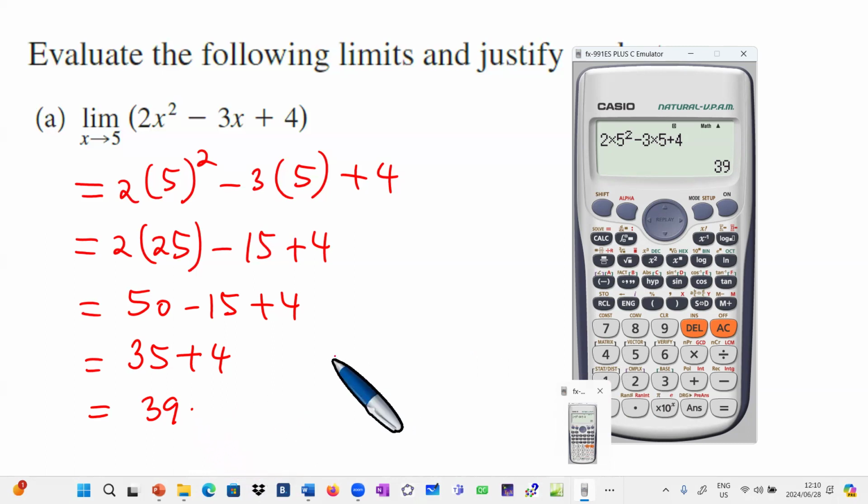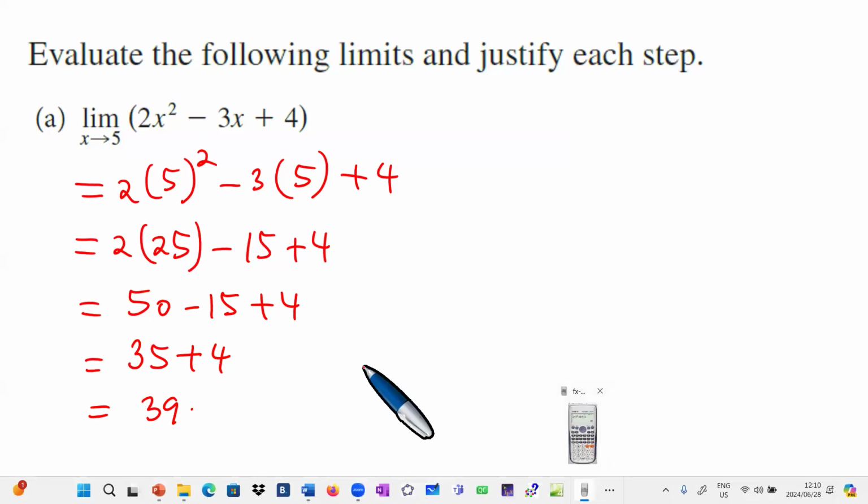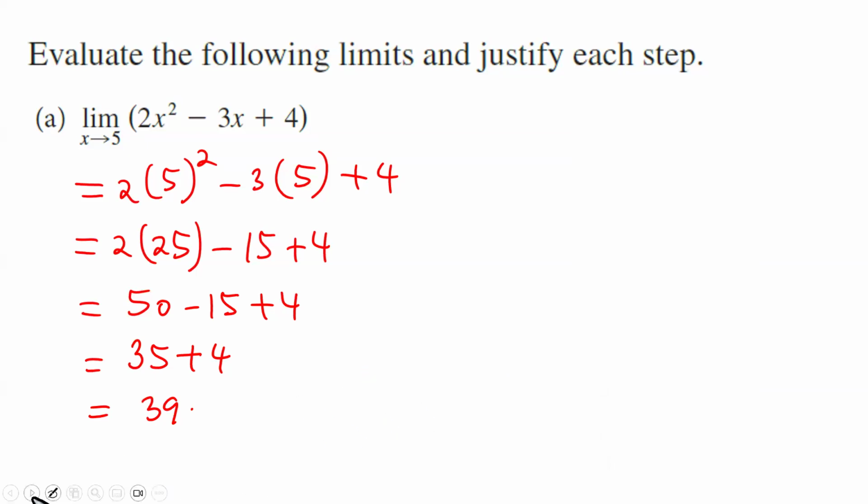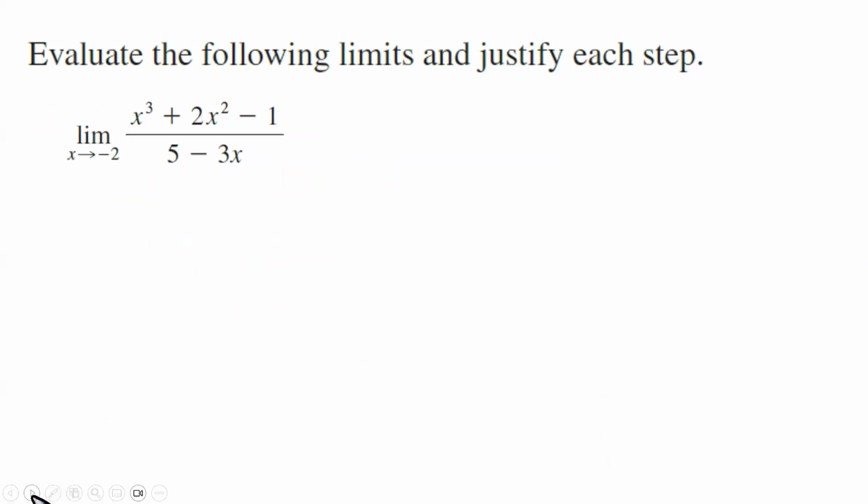We started with something easy. Okay, let's move on to something next. Evaluate the following limits and justify your answer. First and foremost, to evaluate this limit, what would you do first? First things first, when it comes to limits, we first perform substitution. We always substitute first and see if there's a problem.